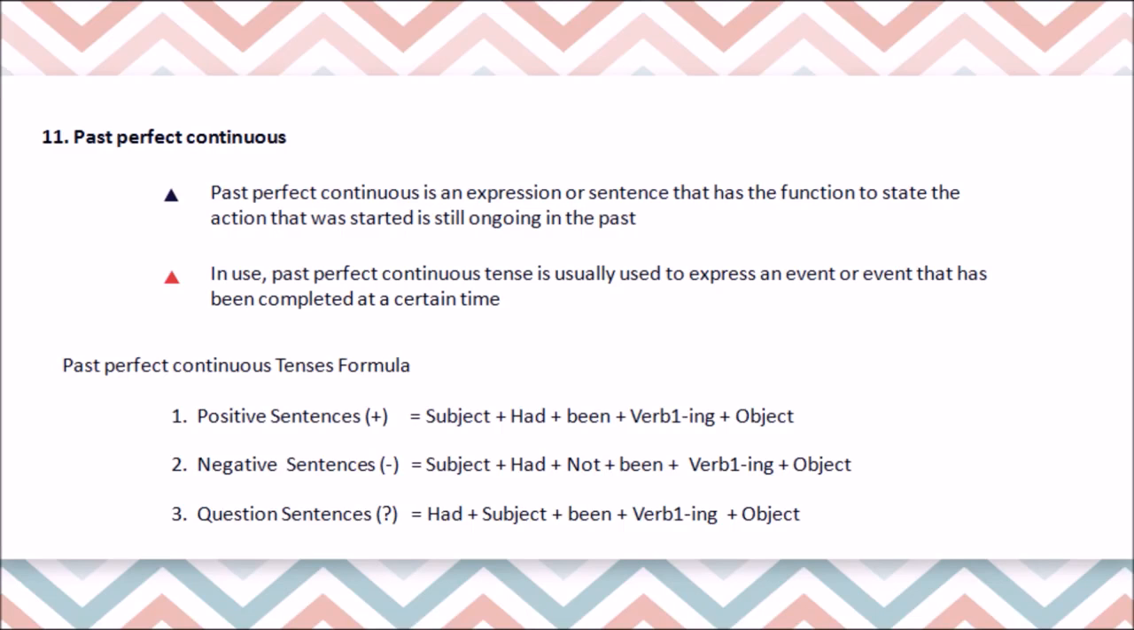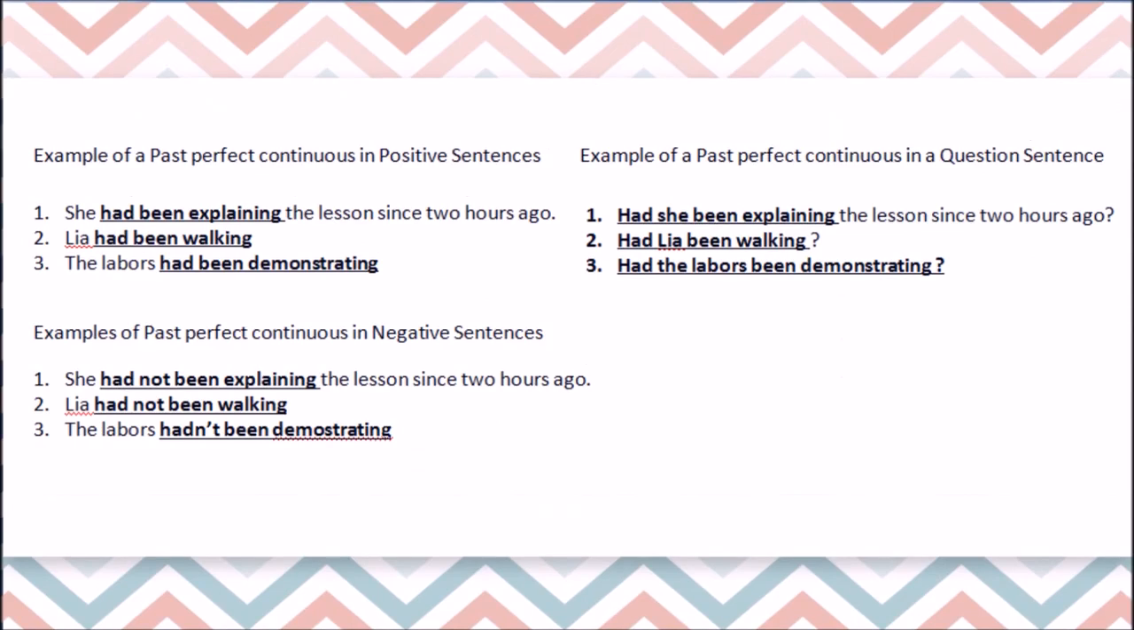Positive sentence: subject plus had plus been plus verb-ing plus object. Negative sentence: subject plus had plus not been plus verb-ing plus object. Question sentence: had plus subject plus been plus verb-ing plus object.